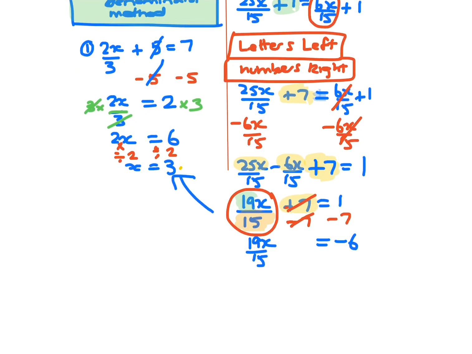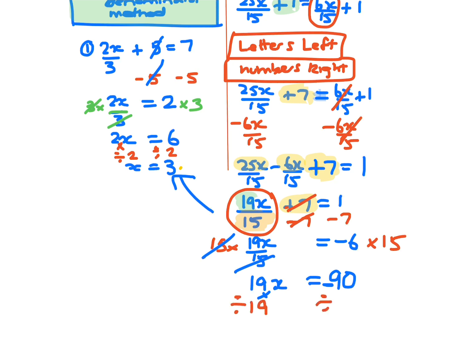So if we're looking at this now, the next thing we want to do is get rid of the denominator because we don't like the fraction part. That's divided by 15, so you've got to times by 15 on both sides. Then the 15 here will cancel, so you just have 19x, which is what I wanted. And 6 times 15, 6 tens are 60, and 6 fives are 30, so altogether it'll be 90. A minus times a plus is a minus. And then that's times 19, so now we have to divide by 19.